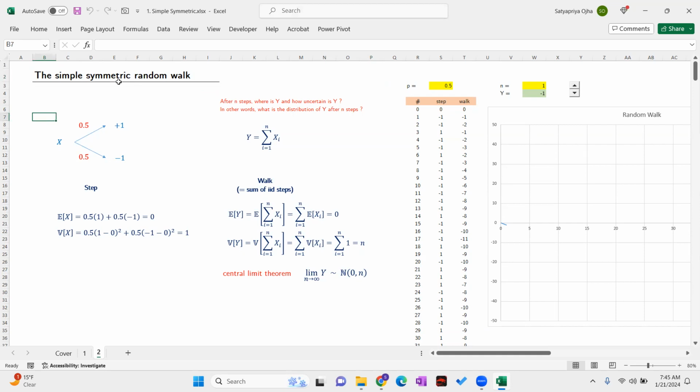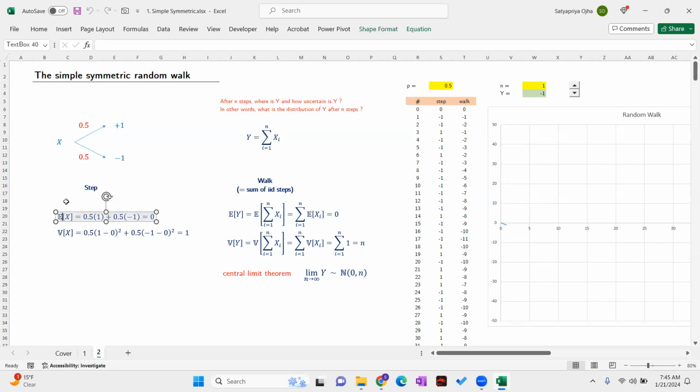Okay, so let's understand this. Consider a variable x, which only takes two values, +1, -1, with equal probabilities. That's why it is called symmetric, equal probabilities, +1 or -1. Now, this is a step. If you take one step, it can be either +1 or -1 with equal probabilities. That's a step.